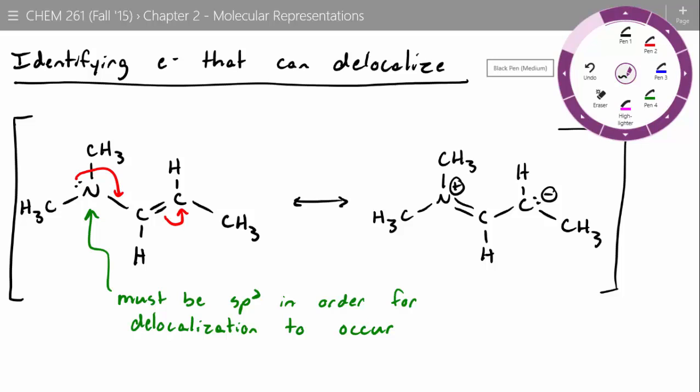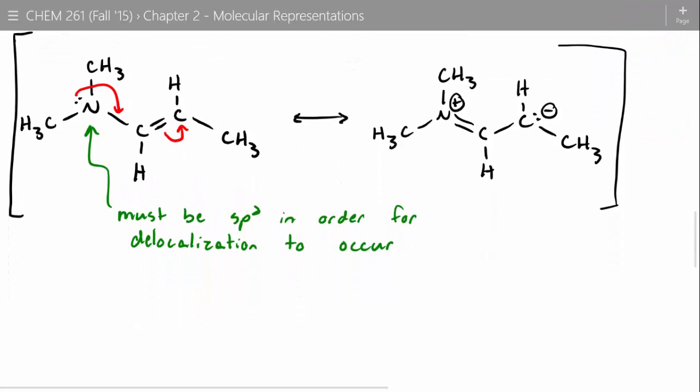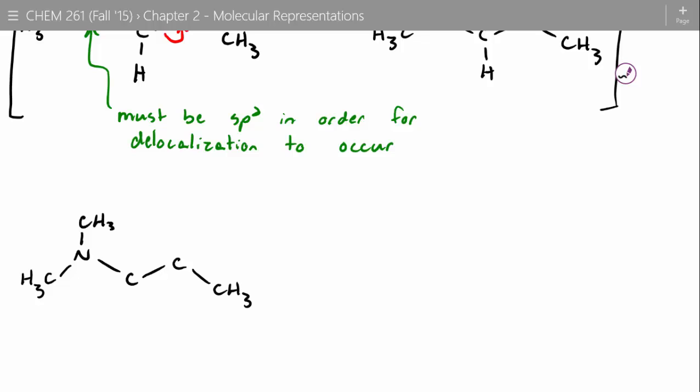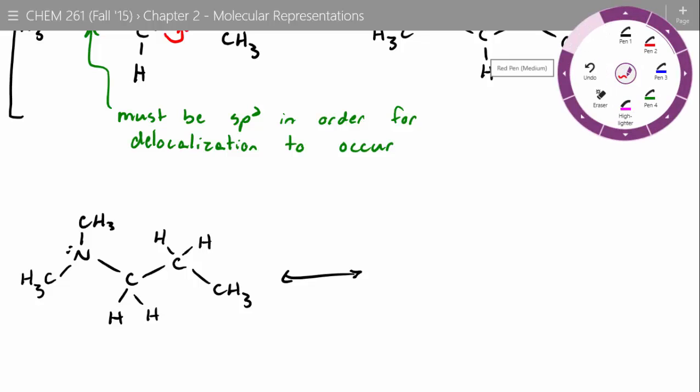All right, let's take a look at another example. It looks really similar to this one. We've got a nitrogen here, CH3. I'm going to slide this down. Is there a resonance structure for this molecule? No. Okay, for the sake of argument, let's try to move some electrons here.